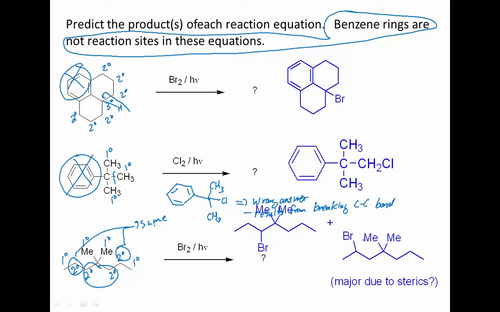You could probably say that maybe you get a little more of this because these methyls here are kind of large. In the previous chapter, we made a big deal about steric effects, right? So these hydrogens here would be a little bit harder to get to, so we probably expect this compound here to be the major product.